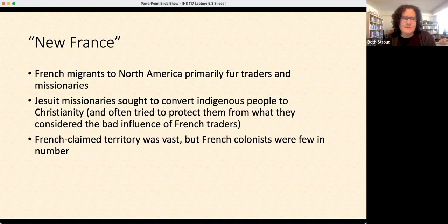And as you could see on the map, the territory claimed by France in North America was very large, but French colonists were few in number. European settlement of the region was pretty sparse.